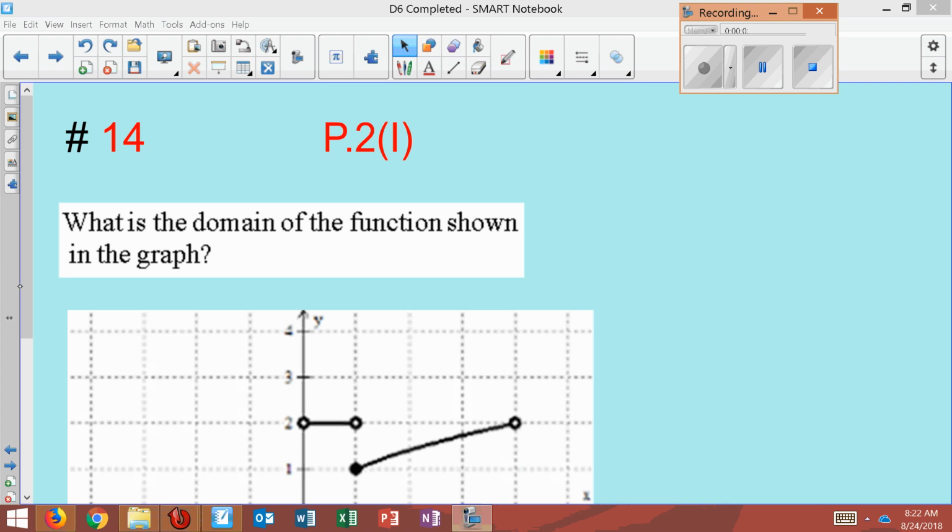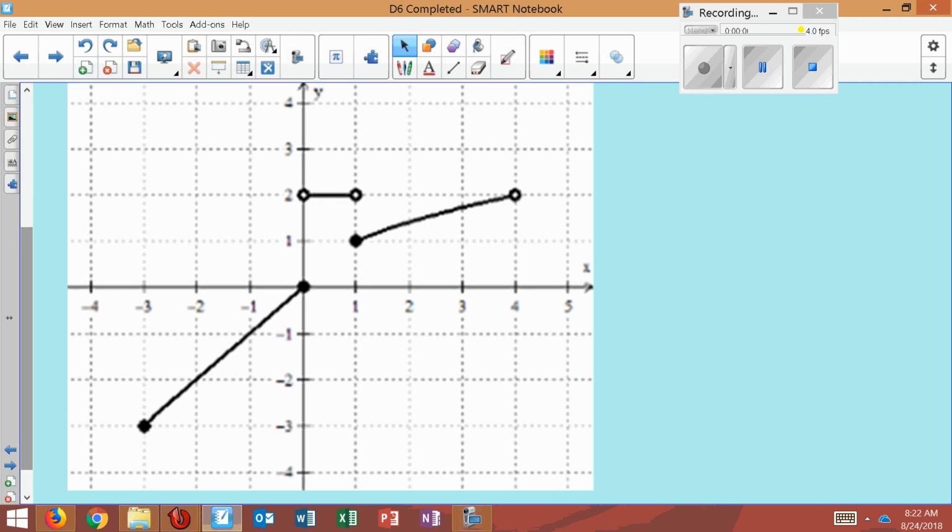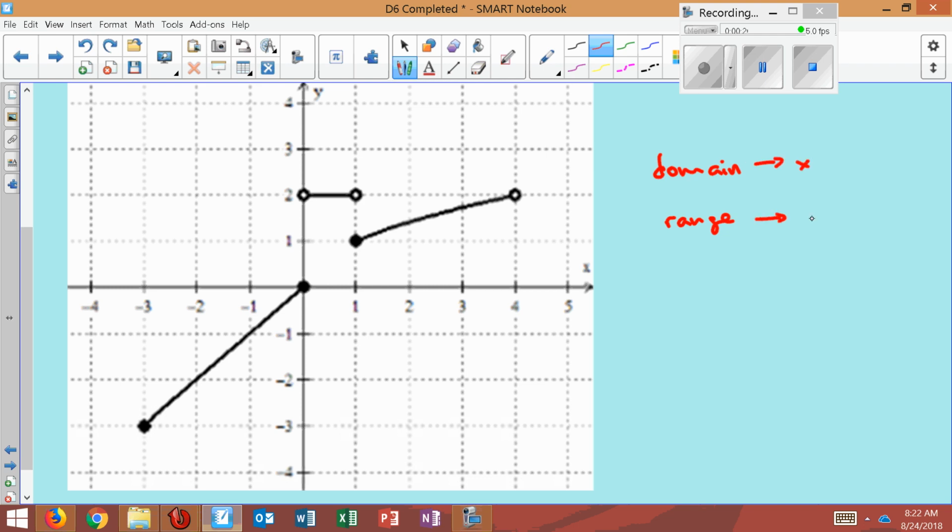Number 14, what is the domain of the function shown in the graph? So let's take a look. Now remember, domain is x values. The order in which we say domain and range is always domain followed by range. And if you think about the alphabet, x comes before y. So domain and range is in terms of x and y in that order.